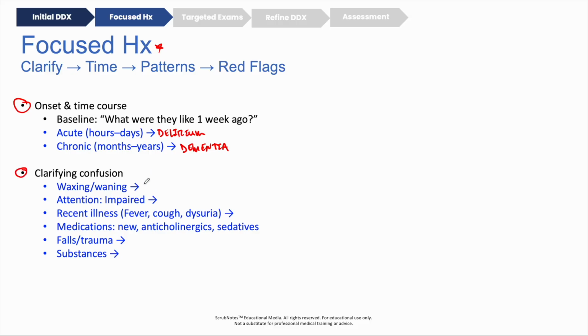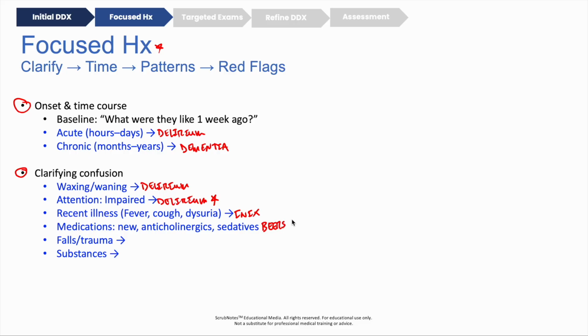Next, we want to clarify what kind of confusion they're experiencing. Does it wax and wane? That's more likely delirium. If they're experiencing impaired attention, that's also a hallmark of delirium. Any recent illness, symptoms of fever, cough, dysuria, that's leaning more towards infection.